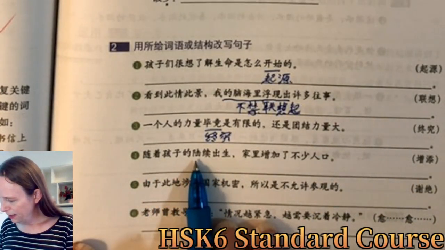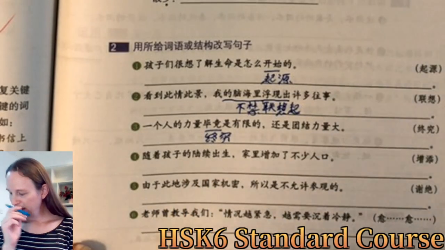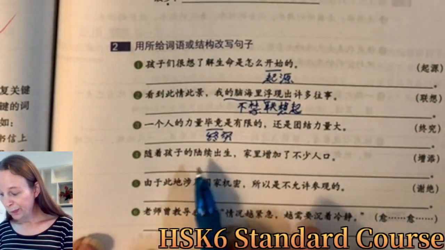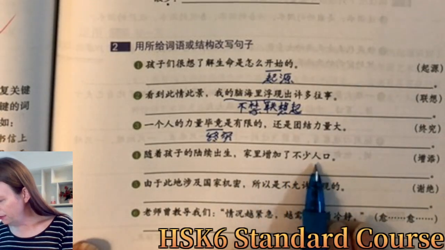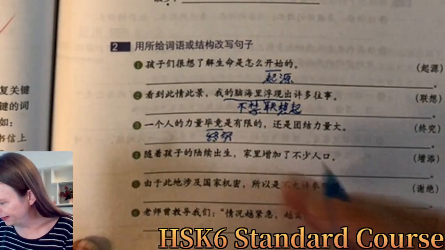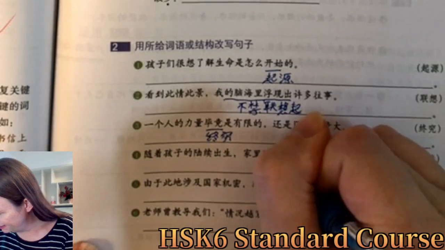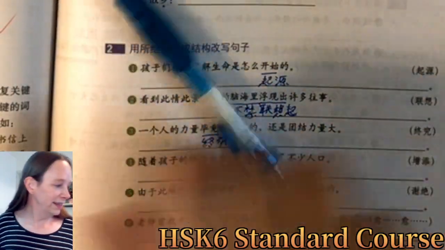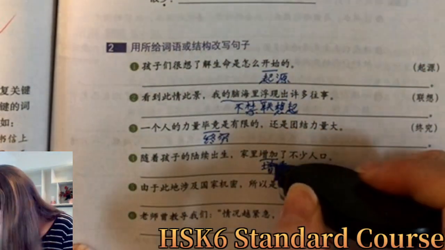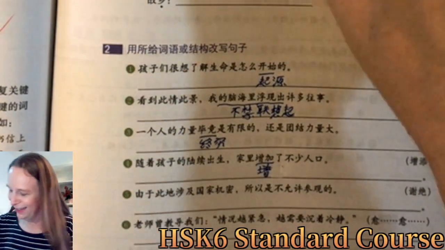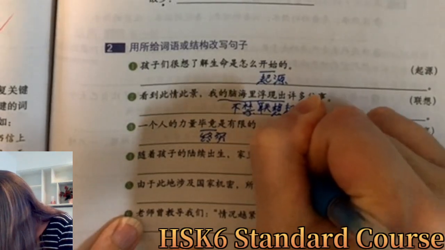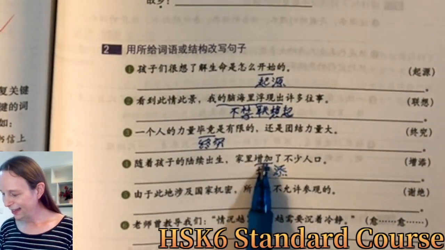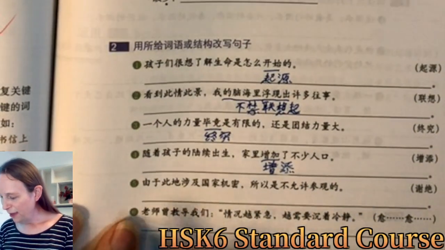随着孩子的陆续出生, sequential birth. All right, 家里增加了不少人口. 增加, oh, all right. Are you really just telling me to do this? Oops. 增添, whoops, yeah, I'll write it again. Where is my 纠正段? I got the bit at the bottom wrong. There's so many dots. 点点点, all right. Yeah, 家里增加了, 增添了.